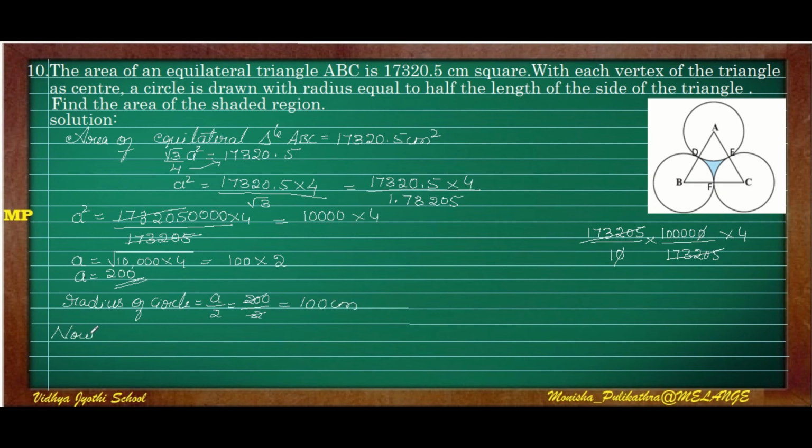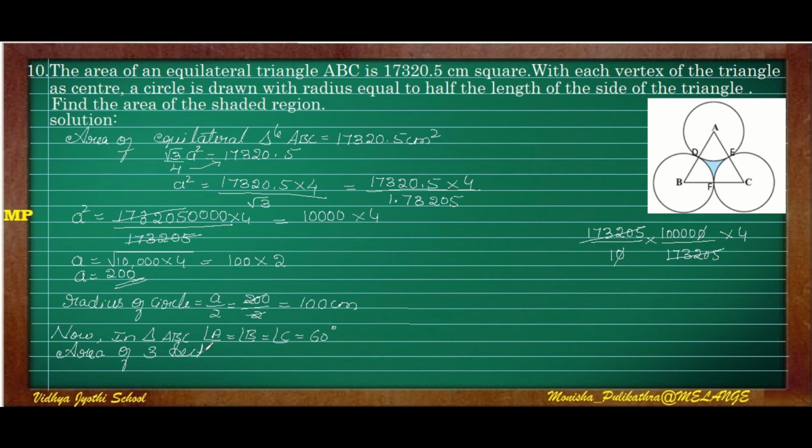Now in triangle ABC, angle A, angle B, angle C is equal to 60 degrees. So we have to find the area of three sectors. We can see here, this is one sector, this is the second sector, and this is the third sector. So if we subtract these three sectors from the area of the triangle, then we will get the area of the shaded region.